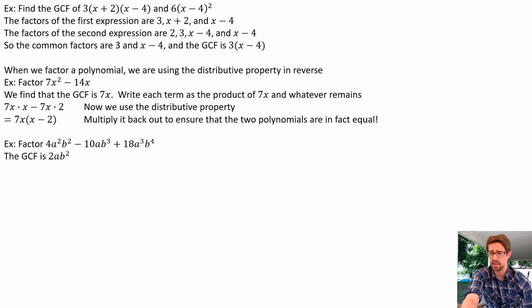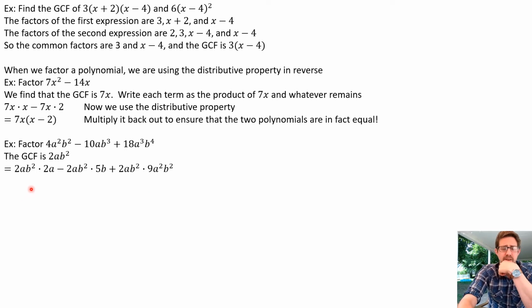It's a little different process for numbers with coefficients, but the more you do this, you'll get pretty fast at it, I promise. Okay, so take it out of every term and then think about what remains. When you take 2ab squared out of the first term, you're left with a 2 and an a. When you take it out of the second term, you're left with a negative 5 and a b. And when you take it out of the third term, you're left with 9a squared b squared.